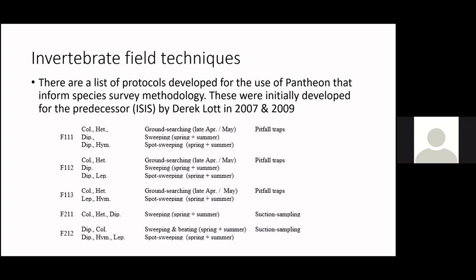So what that list is saying is that in a particular type of habitat, to enable us to test the assemblages through Pantheon, we need to look for beetles and bugs by ground searching in late April and May, and we can also pitfall trap at the same time. In, again, that particular habitat, the first one, the F111, if we want to sweep for flies in spring and summer, that will help us on our way towards achieving favorability in terms of the Pantheon software analysis. And then likewise, flies and aculeate Hymenoptera, we can spot sweep, i.e. sweep where we see things in spring and summer.